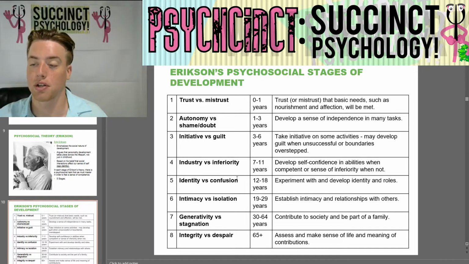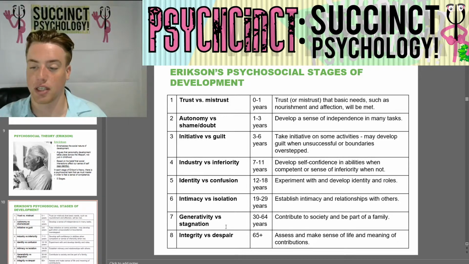Stage 4, we have industry versus inferiority, 7 to 11 years, develop self-confidence and abilities when competent or sense of inferiority when not. Stage 5, we have identity versus confusion, so 12 to 18 years, and experiment with and develop identity and roles. Stage 6 is intimacy versus isolation, 19 to 29 years, establish intimacy and relationship with others.